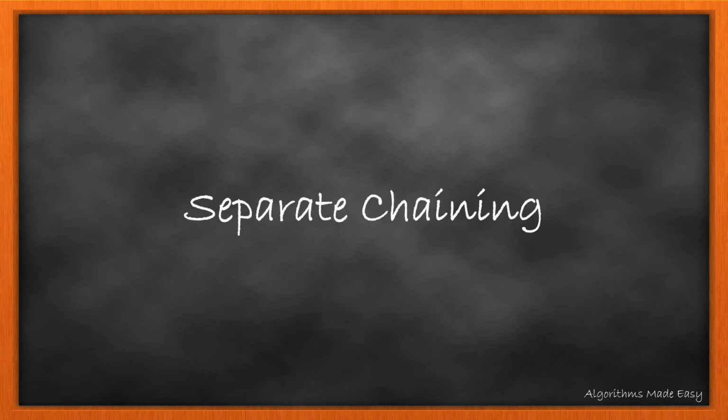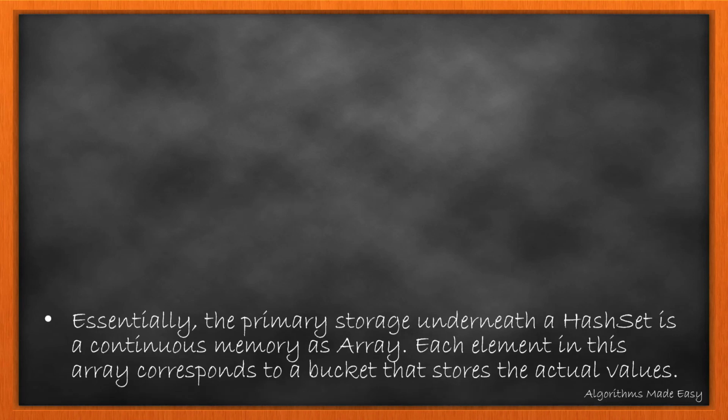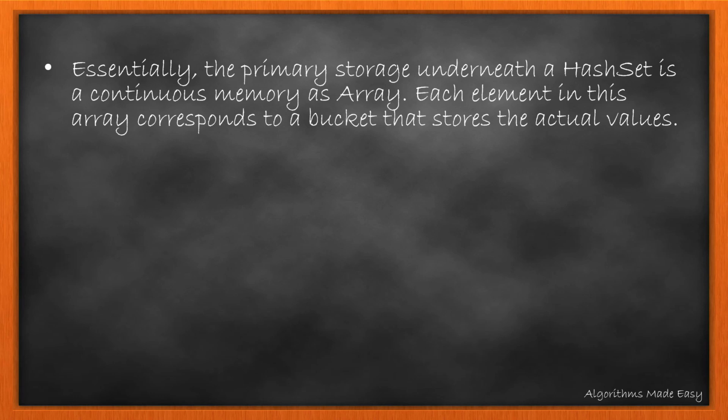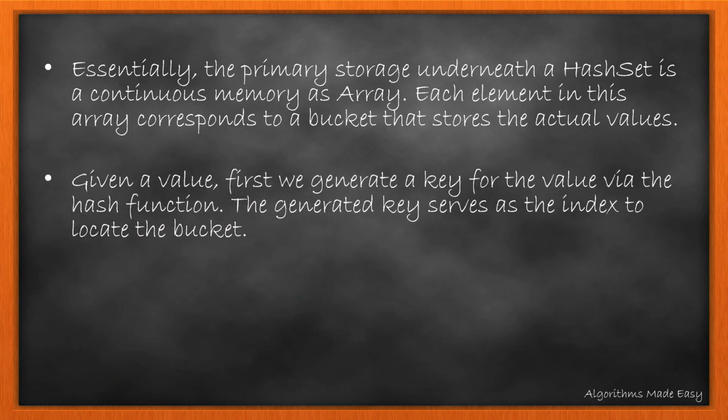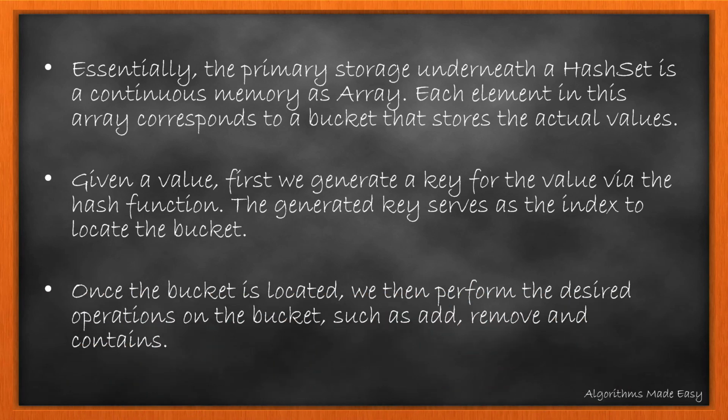For now, let's discuss what is called separate chaining in detail and how we can implement it. Essentially, the primary storage underneath a hash set is a continuous memory as an array. Each element in this array corresponds to a bucket that stores the actual value. Given a value, first we generate a key for the value via the hash function. The generated key serves as the index to locate the bucket. Once the bucket is located, we can perform the desired operation on the bucket such as add, remove and contains.